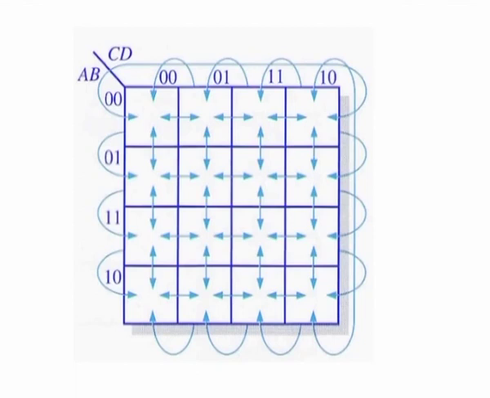This is called wraparound adjacency, because you can think of a map as wrapping around from top to bottom to form a cylinder, or from left to right to form a cylinder. This figure here illustrates the cell adjacencies with a 4 variable map, although the same rules for adjacency apply to Karnaugh maps with any number of cells.